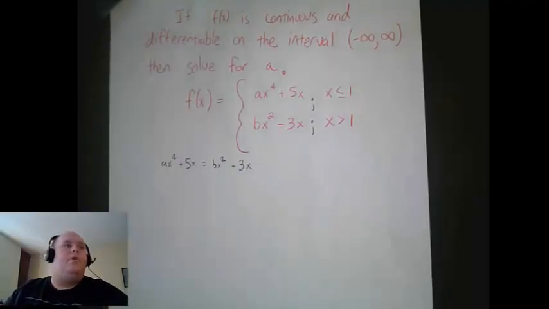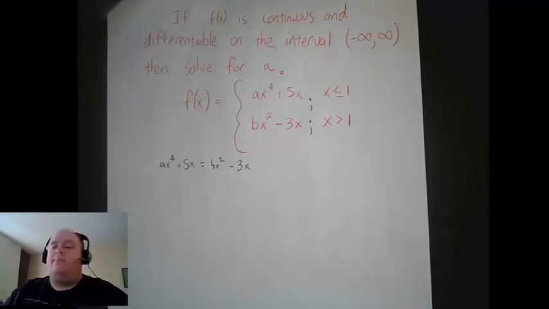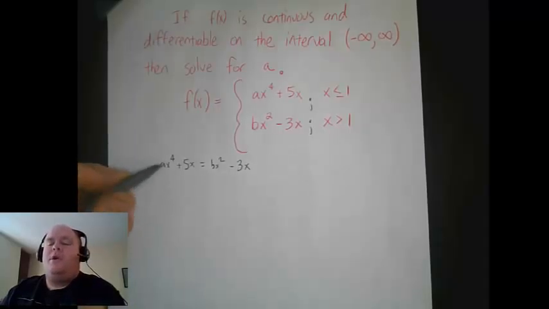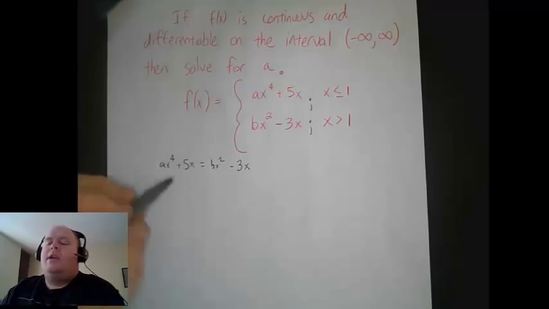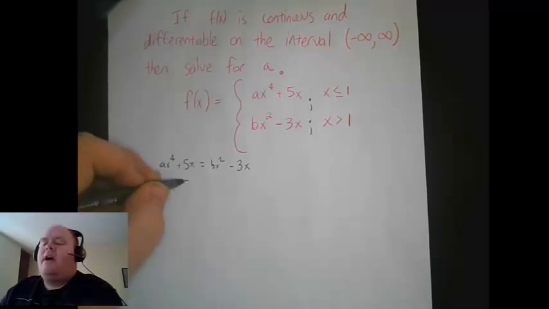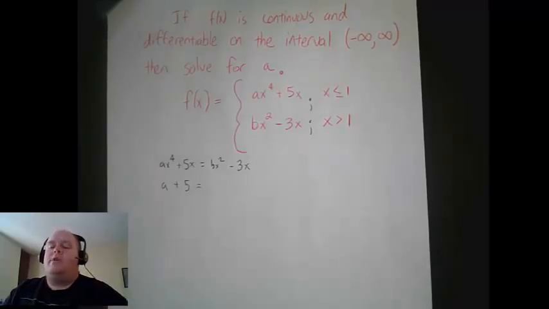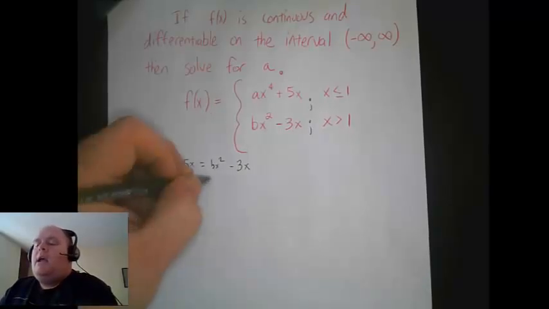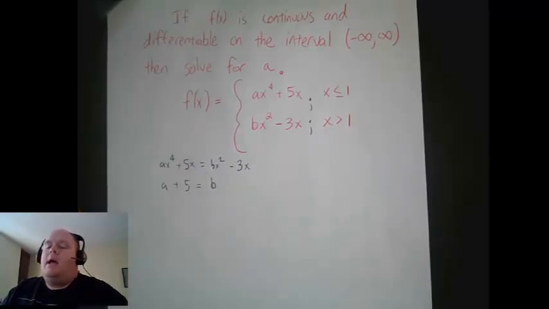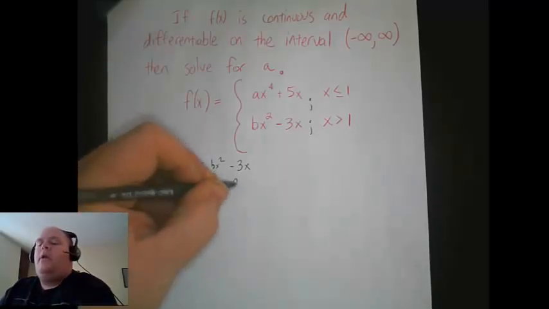However, we do know that x is 1 for the part of the graph we're concerned about. So if I plug in 1, well, 1's a super easy value to plug in. We love 1, don't we? 1 to the fourth is 1 times a is a. 1 times 5 is 5. So we get a plus 5 equals 1 squared is still 1 times b is b, and then minus 3x. Plug in 1 times negative 3, we get negative 3.